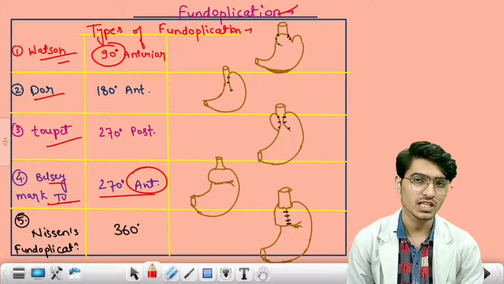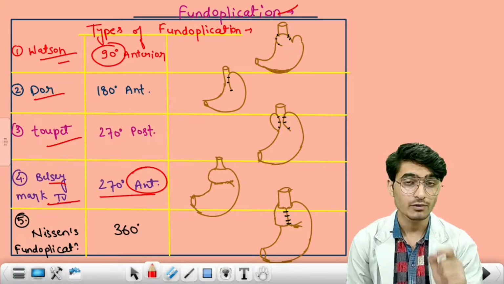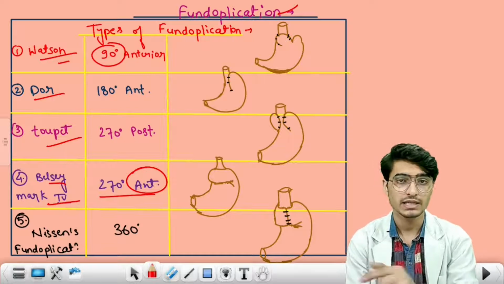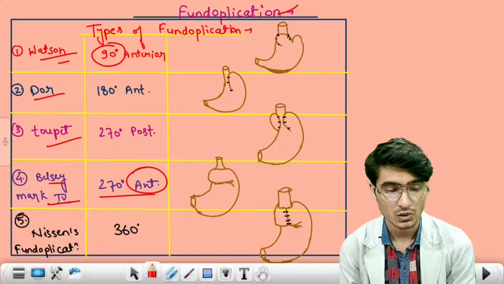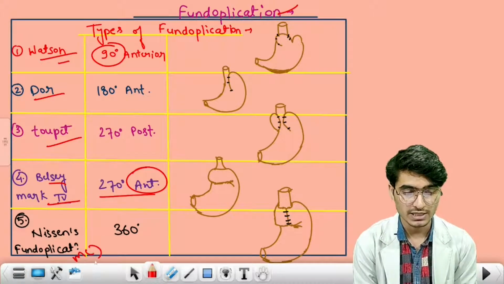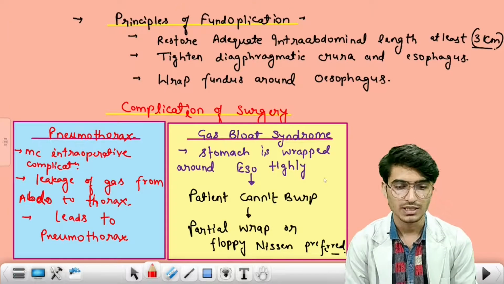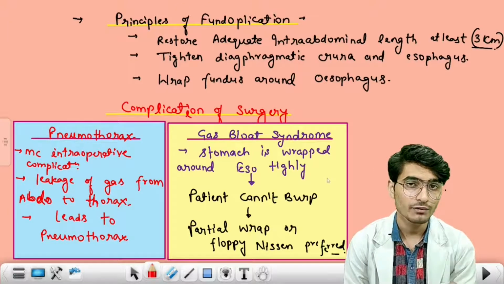Now we will go for the last one, that is the Nissen's fundoplication. We will go for a 360-degree wrap of the fundus over the entire circumference of the esophagus. So this is the Nissen's fundoplication, that is the most common procedure done under fundoplication, right? So this is what the fundoplication is. Now we will go for the surgery.